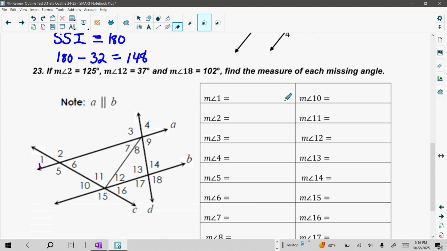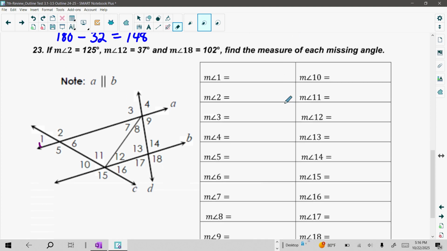Now, for something like this with a bunch of angles, we got what, 18 here? I would just focus on filling in the diagram. They tell us the lines are parallel right here, so that's important. And what we're going to do is start off with the given information.